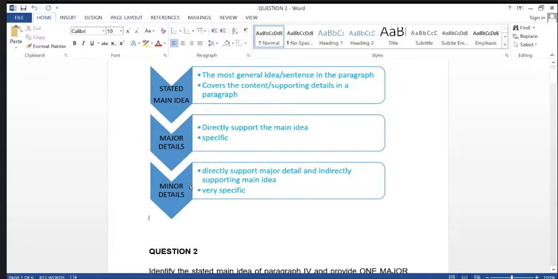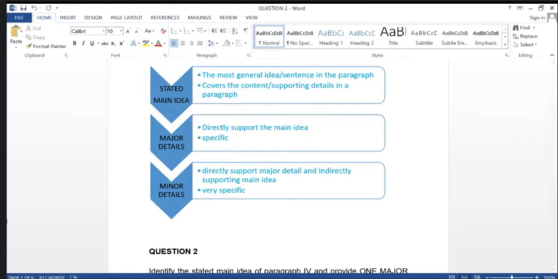Why is that so? Because minor supporting detail directly supports the major detail first and indirectly supports the main idea. You don't see a very clear, direct link between the focus and the minor, but you can see how minor further elaborates major. Major also elaborates the main idea, but the nature is just specific, while minor will be more specific.